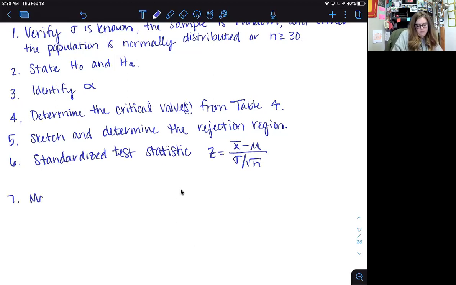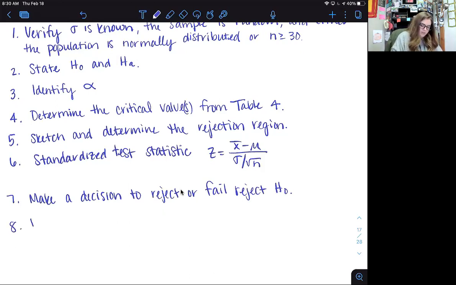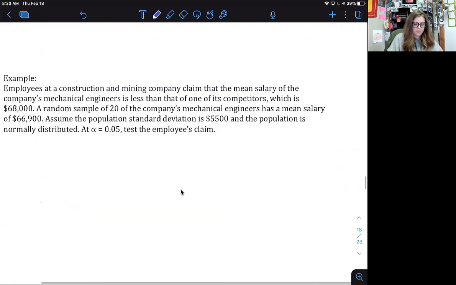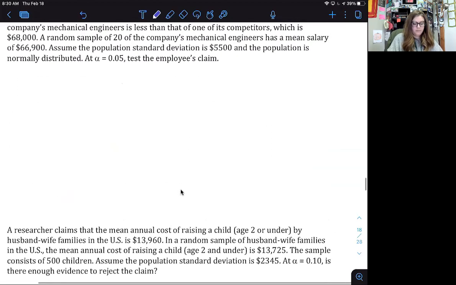In step 7, we're going to make a decision to reject or fail to reject the null hypothesis. And then lastly, we're going to interpret the decision with context to the original claim. Again, like I said, we're going to do these two examples together in class.